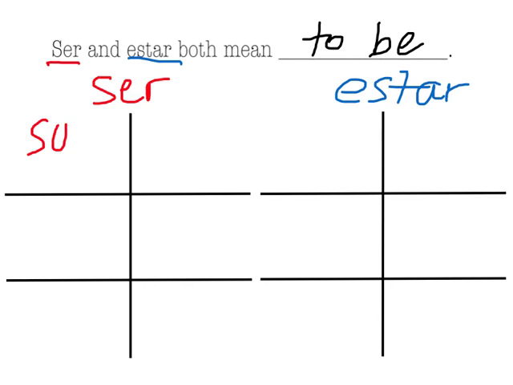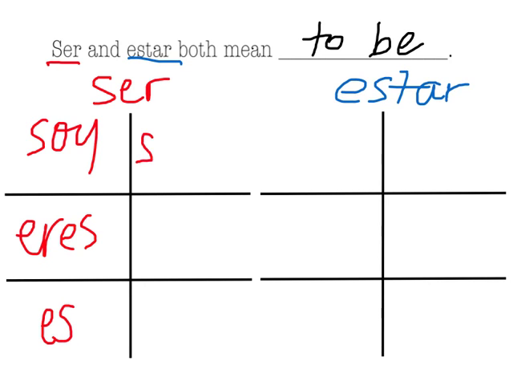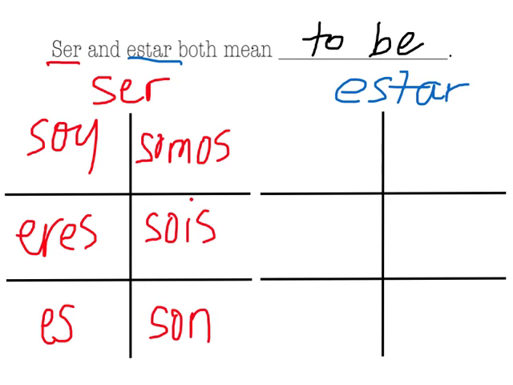So ser is yo soy, tú eres, él, ella, o usted es. Nosotros somos, vosotros sois, and ustedes son. Remember, there are no accents on ser, but we are going to have some on estar.